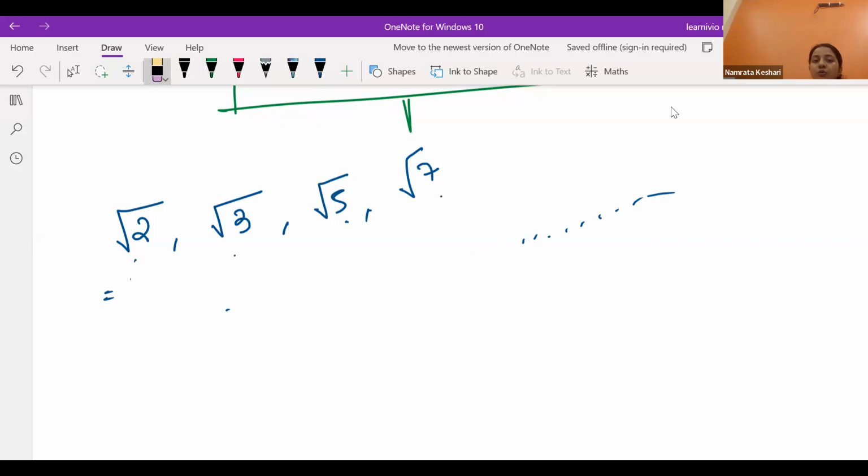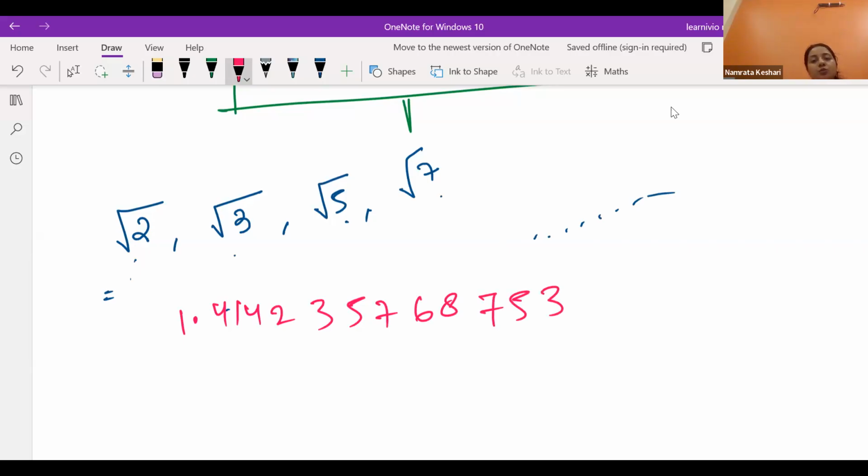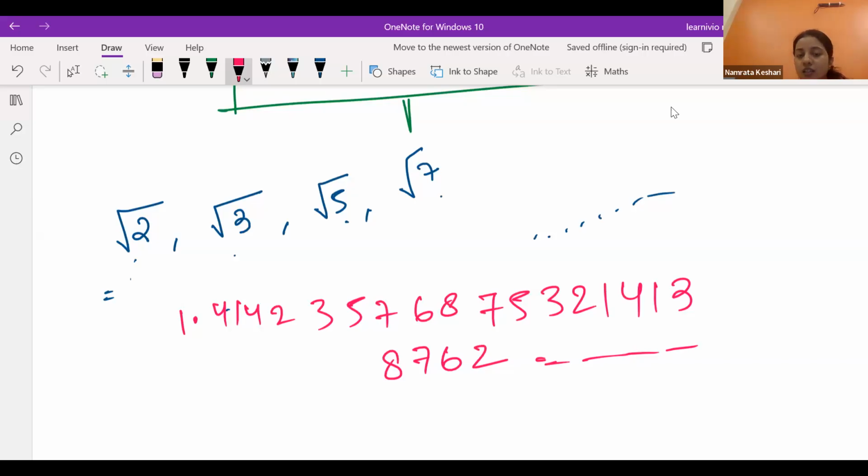For example, the root 2 value will look like 1.41423576. Actually, it is not the value. Randomly, I am writing, for example, 753214138762. Any digit can keep on coming. You won't be able to find any proper pattern over here. And these types of numbers are irrational numbers.